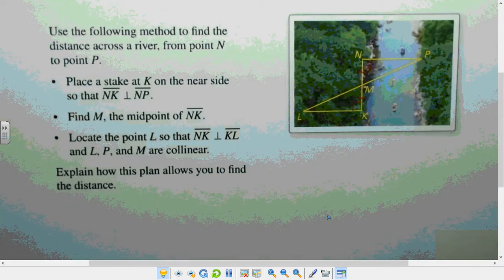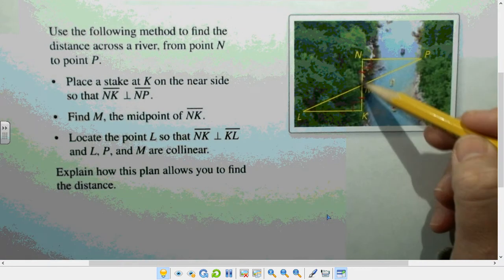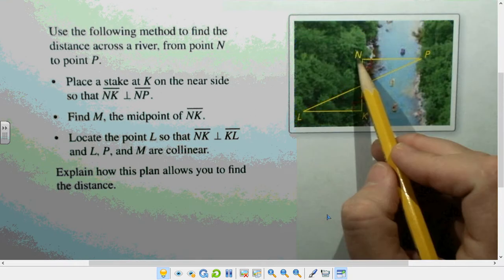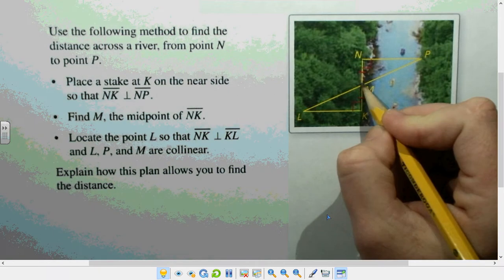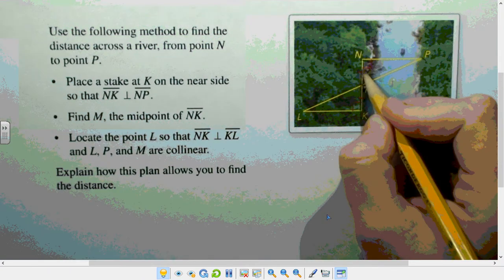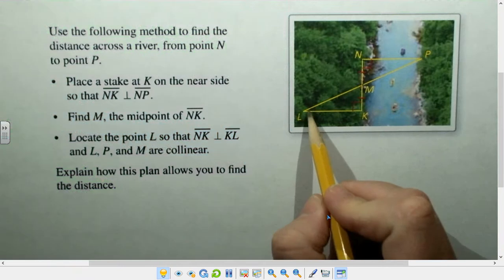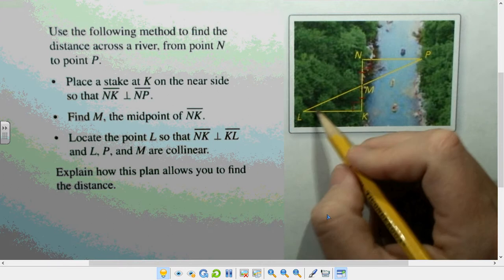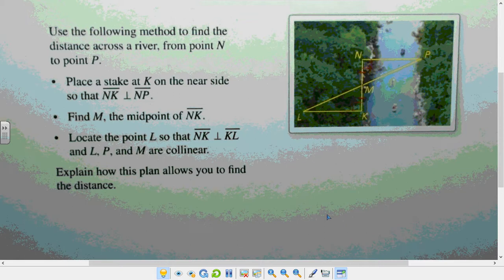So they're going to place a stake K here on the near side so that this line NK is perpendicular to this line NP. Then they're going to find the midpoint and put something right there at the midpoint. So now we know these two are equal to each other. Then we're going to locate point L here so that LK is perpendicular to this line right here, and that these three points are collinear. So how will this allow you to find the distance?